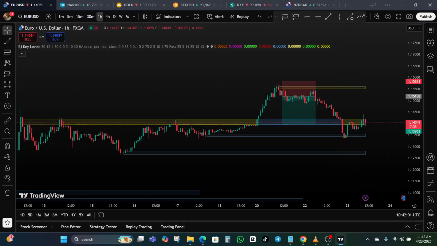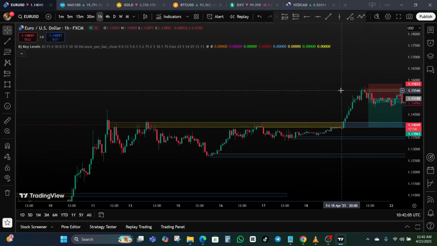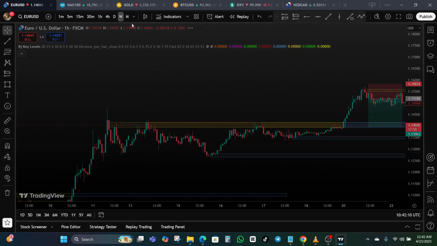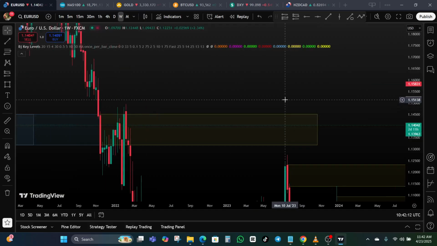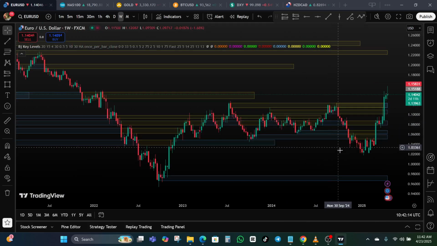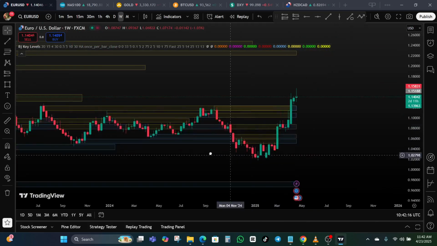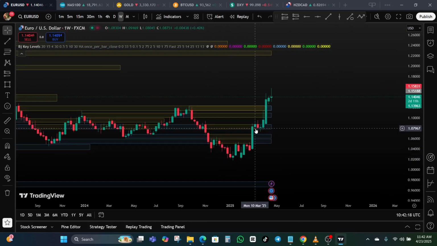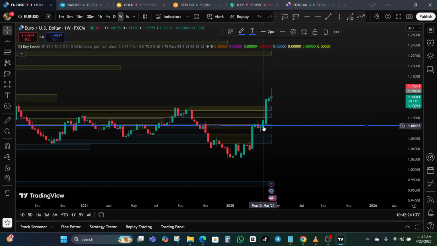Now, let's look for another example. Let's be very practical with this strategy. Let us use this point where price reacted to this weekly support.